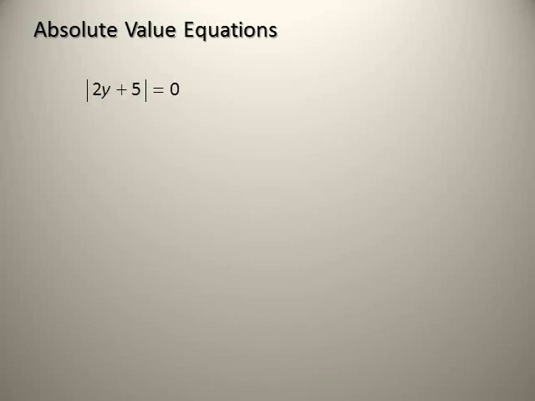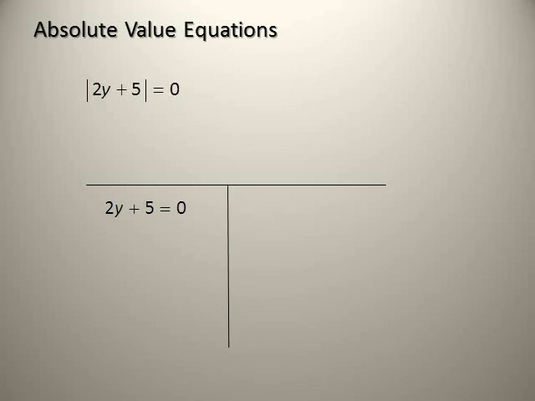Absolute value of 2y plus 5 equals 0. Of course, I have here one case only: 2y plus 5 will be equal to 0. There is no negative 0. There is no number equal to negative 0, okay? So it will be 2y equals negative 5. That means y equals negative 5 over 2. Finally, the solution set equals negative 5 over 2.